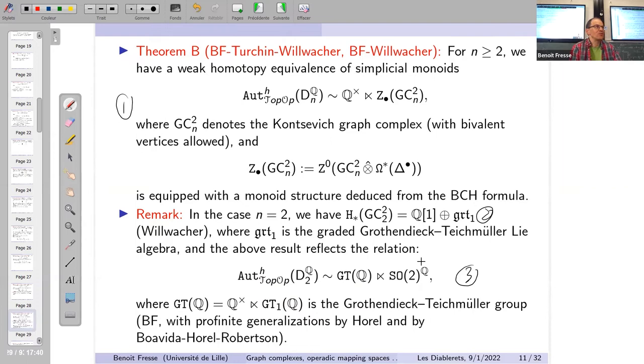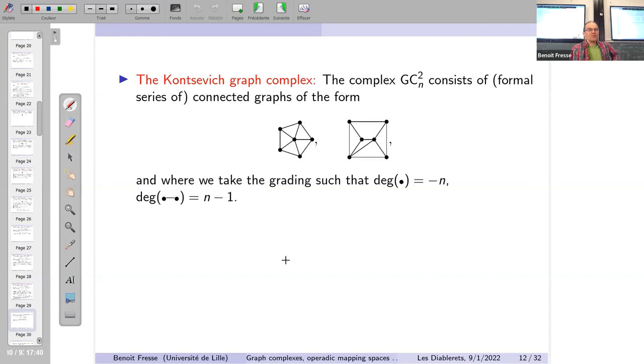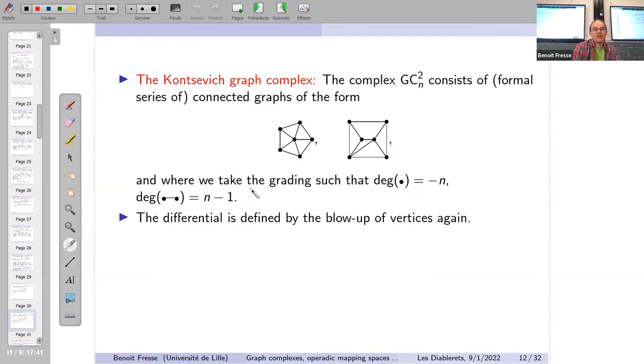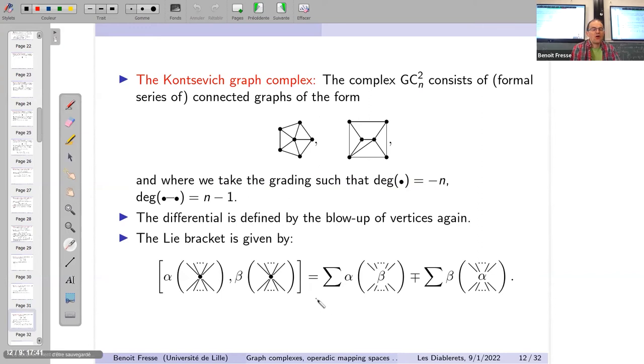Okay, so also to recall very briefly the definition of a Kontsevich graph complex again. It consists of connected graphs of this form. And again, up to parity, it doesn't depend on n up to the grading. So the degree of a graph is determined by counting minus n for each vertex, n minus one for each edge. The differential is defined by the blow up of vertices again. And the Lie bracket is given by this picture.